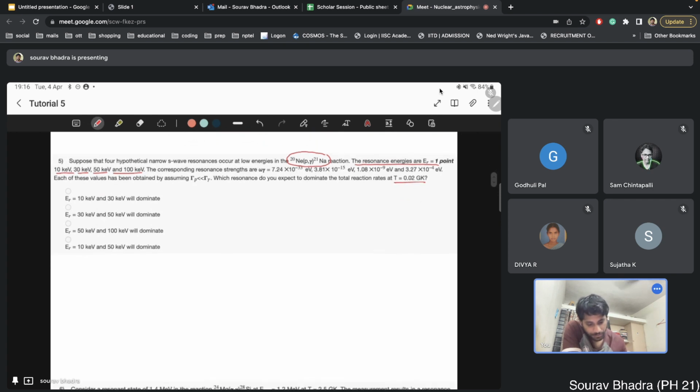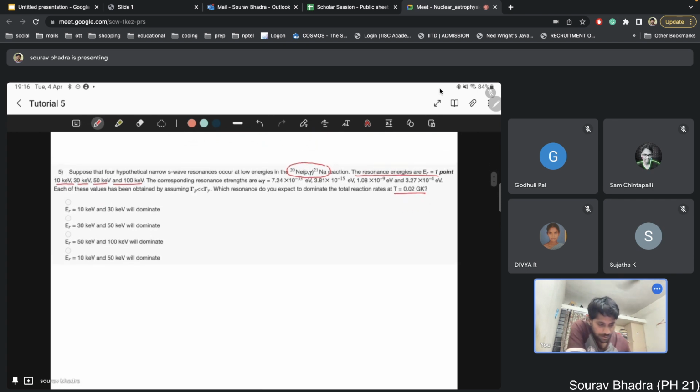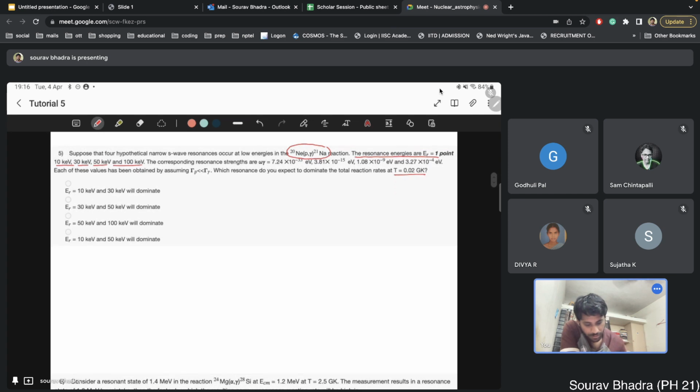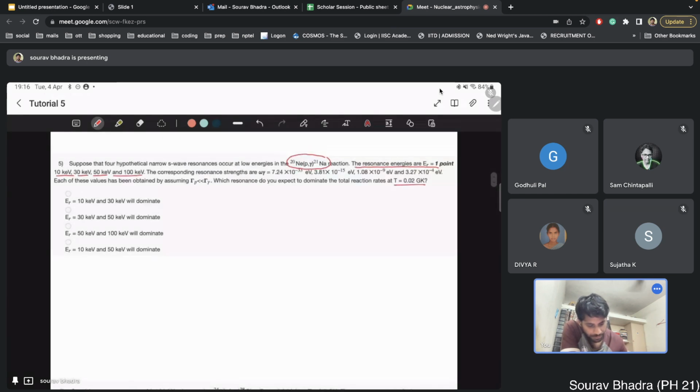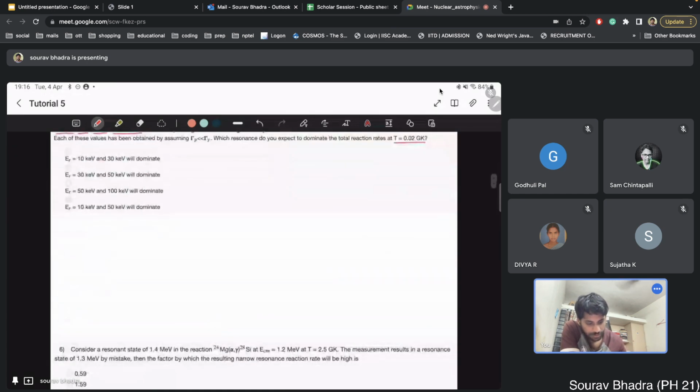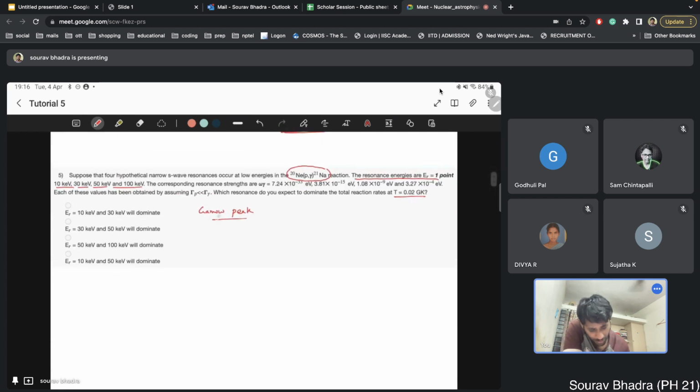I will do it another way. First we will find the gamma peak. One question I have regarding this particular problem: how they have solved the problem is by considering the gamma peak and the gamma width.